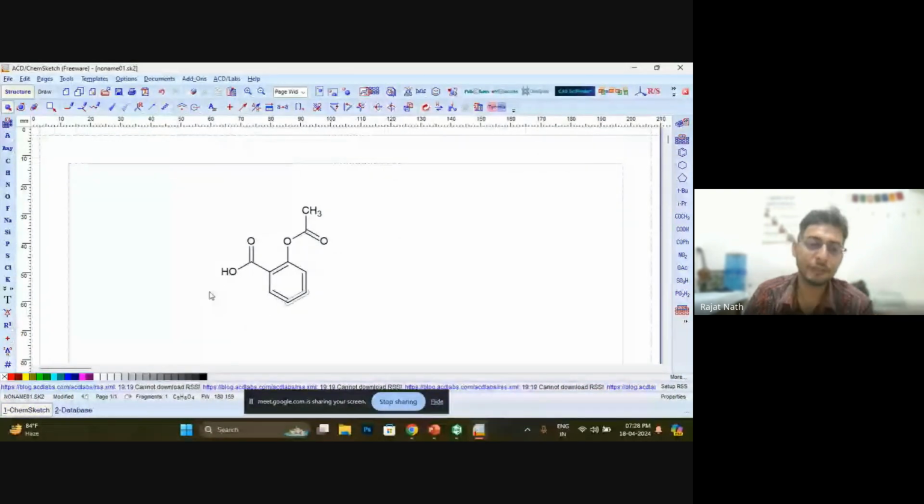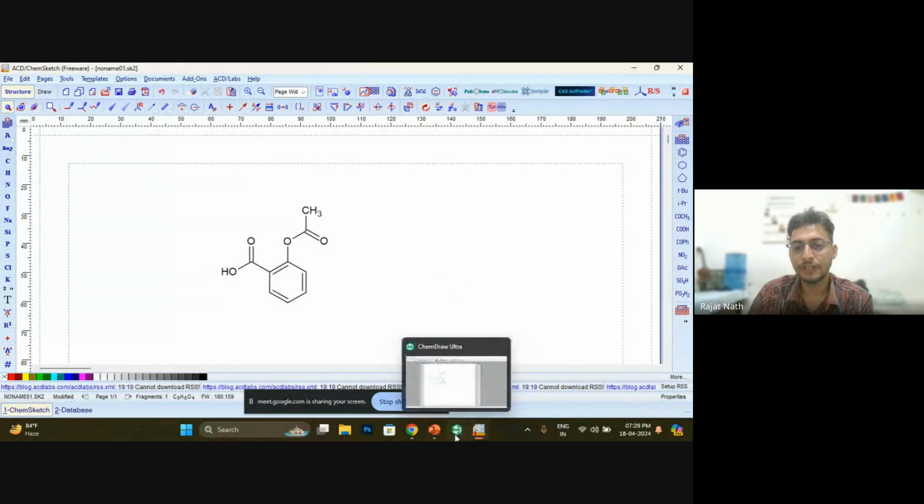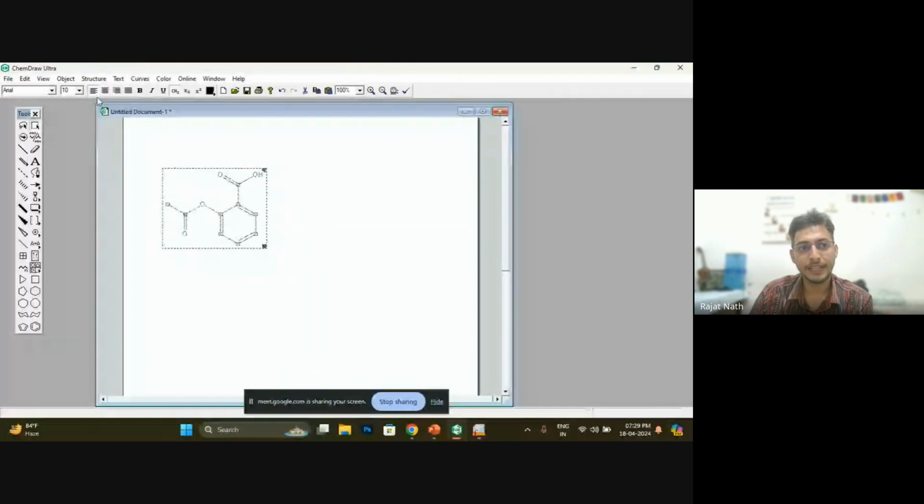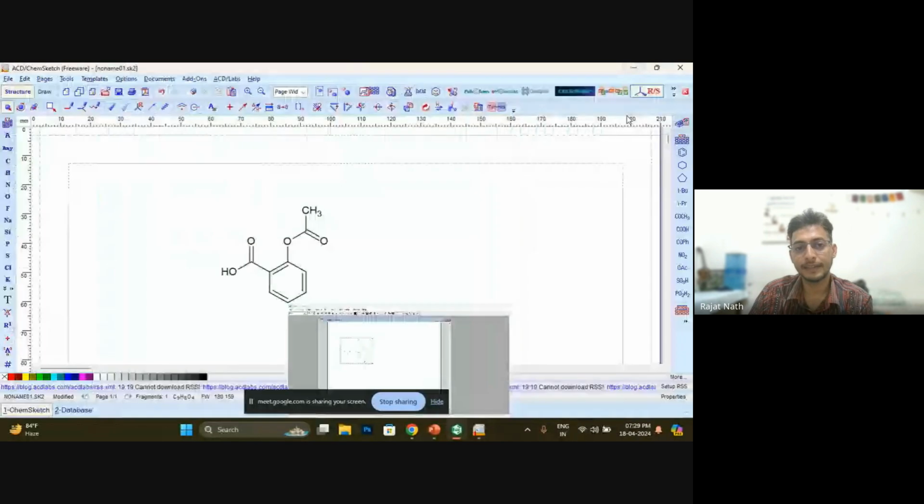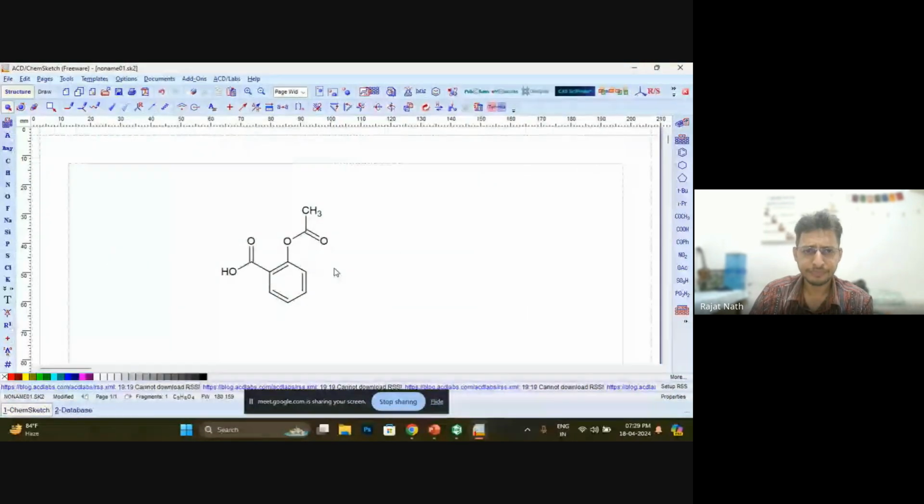You can draw your structure in this software also, but it is very difficult to draw any structure in this software. That's why I recommend drawing the structure in ChemDraw and doing all the other necessary analysis in ChemSketch.